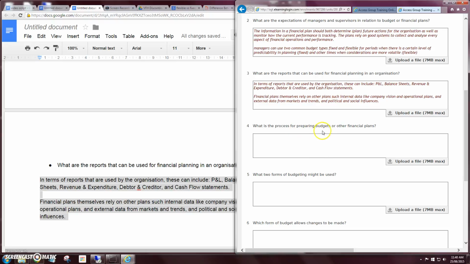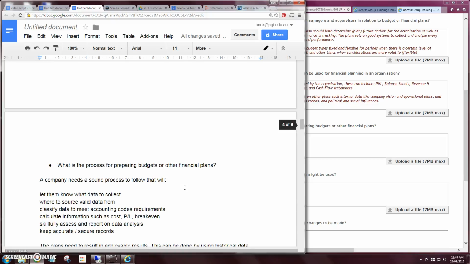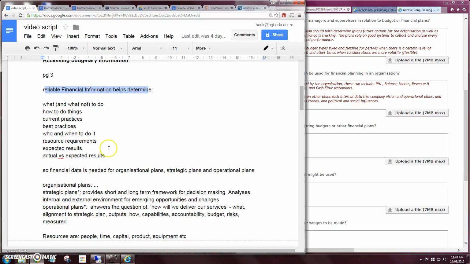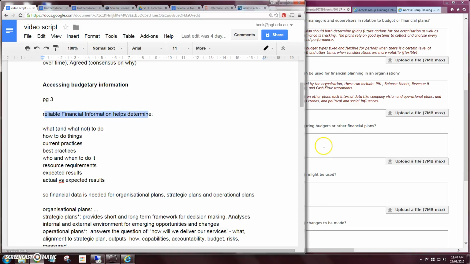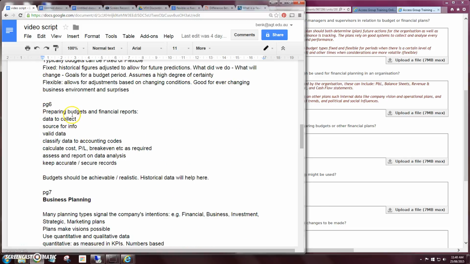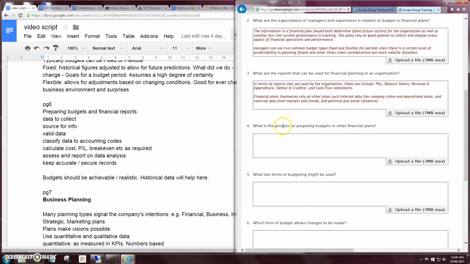What is the purpose for preparing budgets or other financial plans? So once again, I had a look at my notes. And my note taking was actually a bit sketchy around here. I wasn't overly happy with it, but I did find that in my note taking the information that I was after, if I can find it, here we go, was on preparing budgets and financial reports. Preparing budgets, financial plans. So that, you know, it's a bit of a match there.